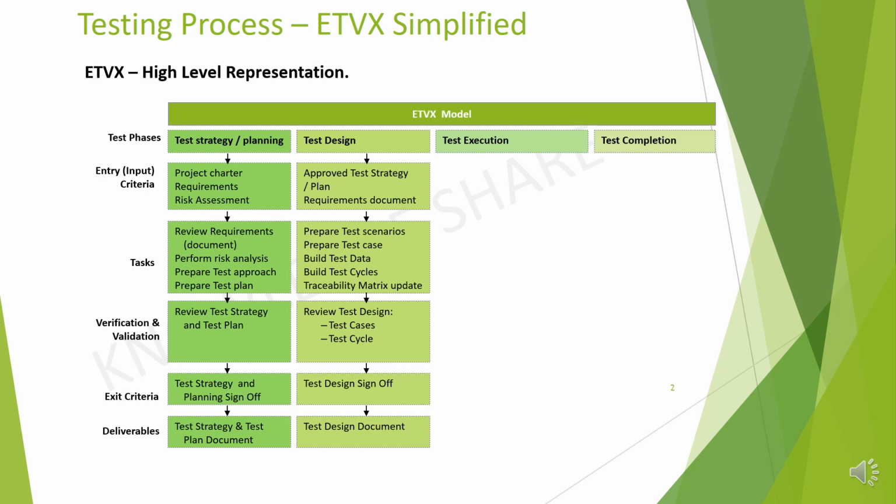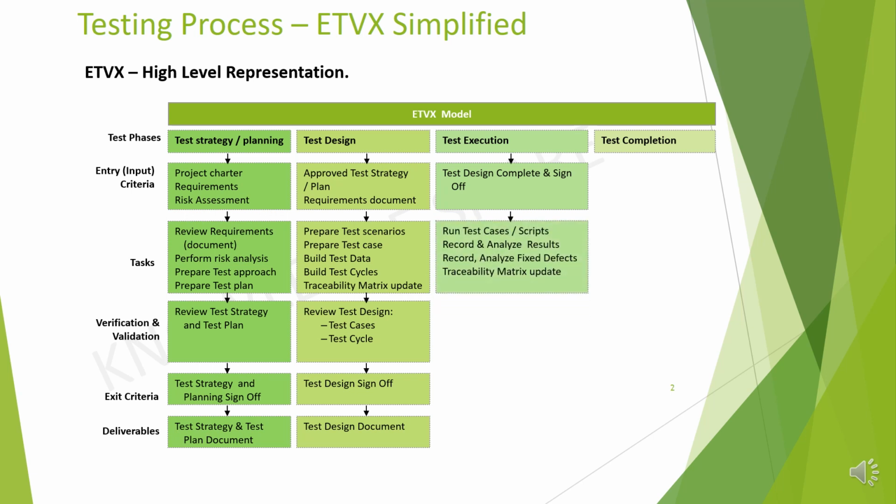Then entry criteria for test execution phase is availability of test design signed off document. Under tasks, testing team need to execute the test cases, record and analyze results, record and analyze fixed defects, then retesting and updating traceability matrix document. Under verification and validation, testing team need to review testing with respect to defined test strategy and test plan, and review defects and defect closure.